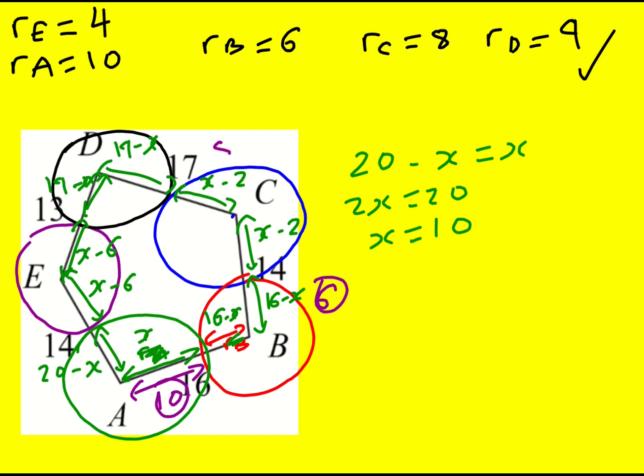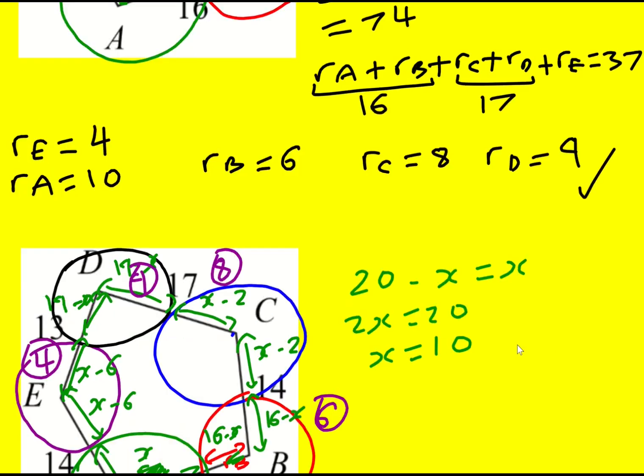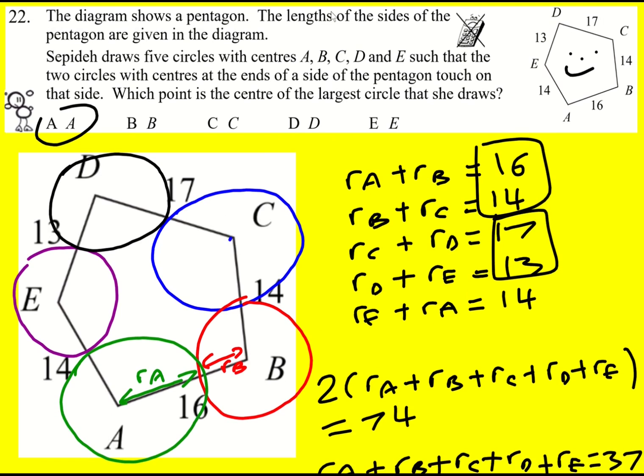This one is 8. 19 minus X is 9. And then finally with E, it's going to be 4. Okay, so avoid simultaneous equations. Yeah, I like that method as well. Two methods, both good, give us this answer that the circle centered at A is the largest.